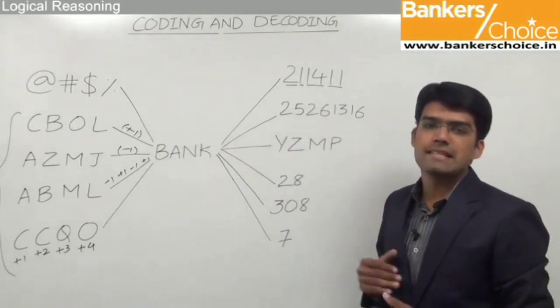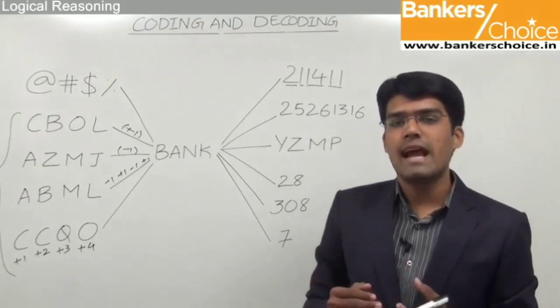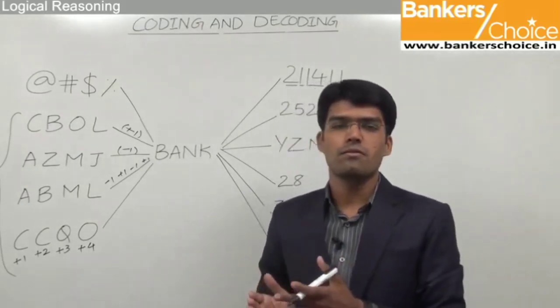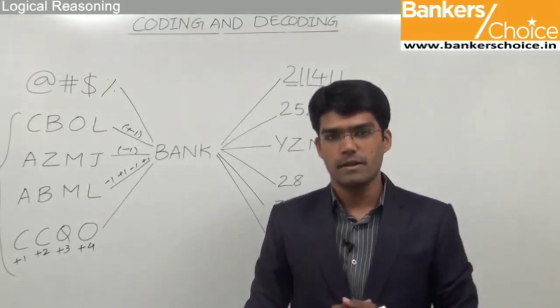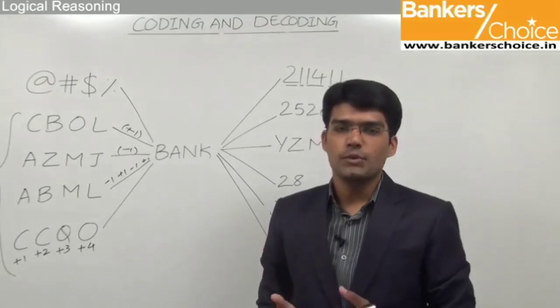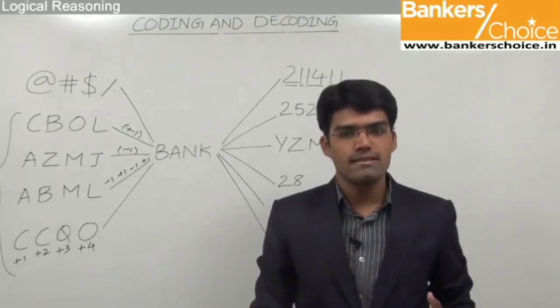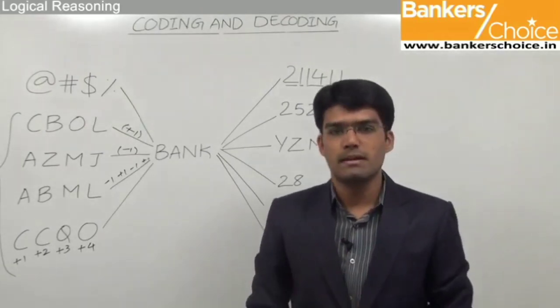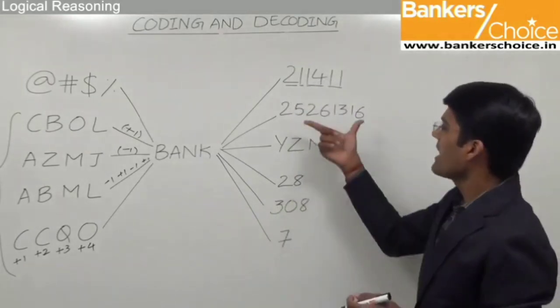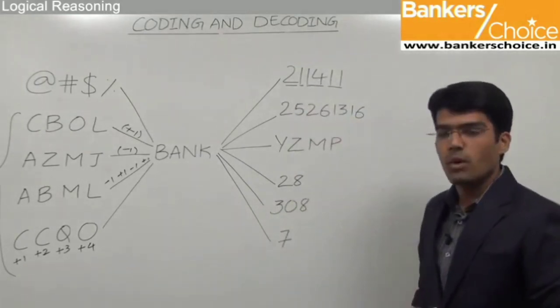So to understand these kinds of logics, it is very important that we remember the position of all the letters as per the English alphabet. And to do that, you simply write down all the letters and their positions and try to mug it up. Let us now understand the coding behind the second one.